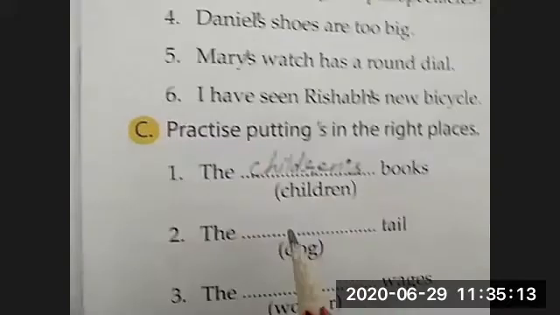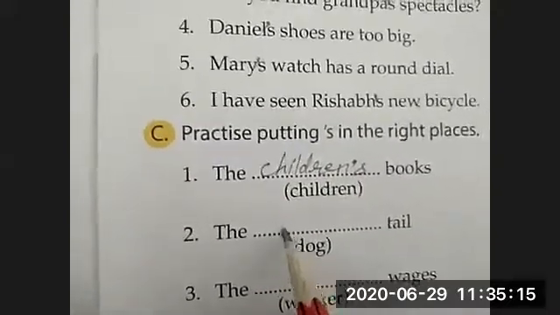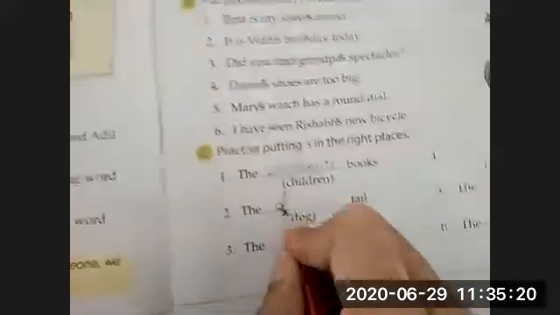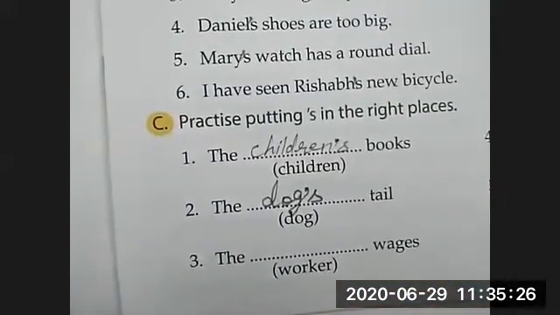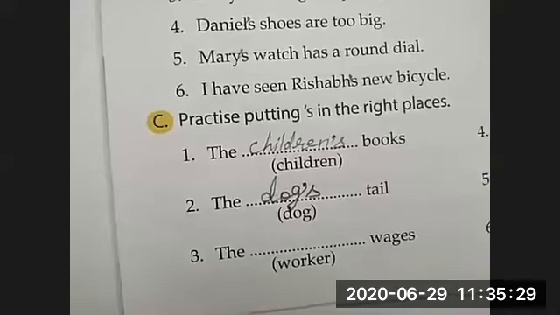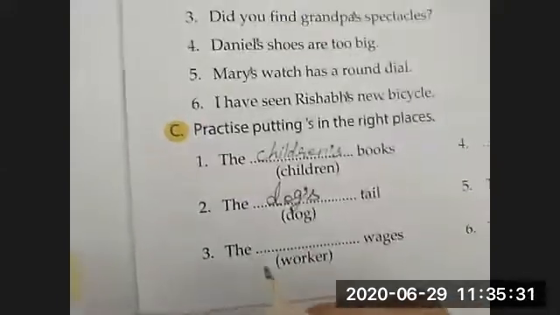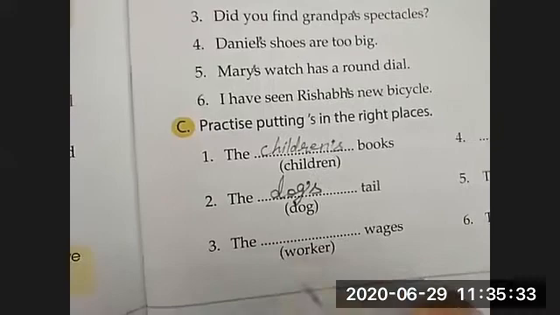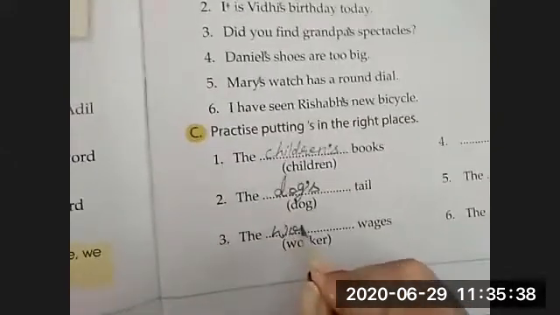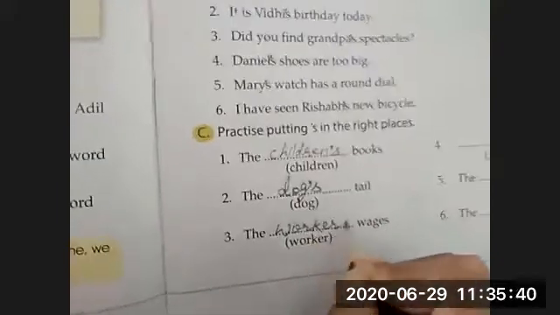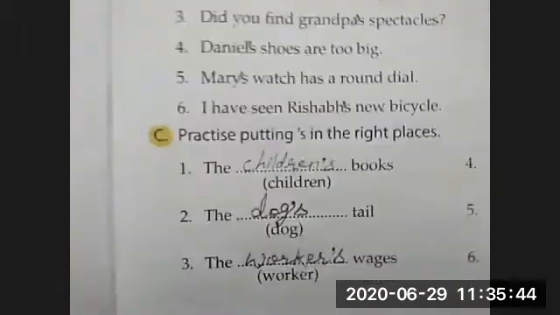Now the second one is the dog's tail. Here it will be dog's tail. Whose tail? Dog's tail. The worker's wages. The worker's wages.